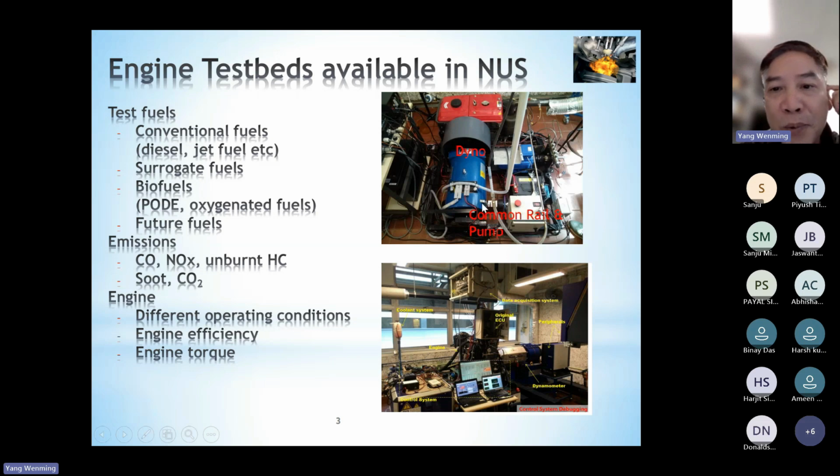For these 2 engine testbeds, we can test conventional fuels, for example, diesel fuel, jet fuel, and also surrogate fuels like biofuel, POD, and any future fuels. The emissions we can measure are CO, NOx, unburned HC, and CO2 emissions. For the engine parameters, we can change the engine speed, the engine load, or engine torque.